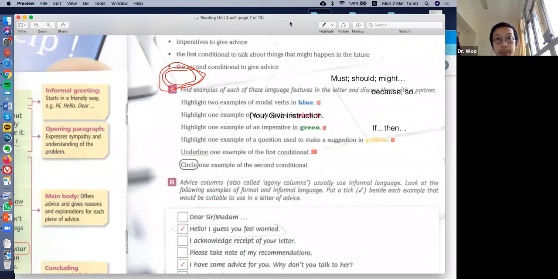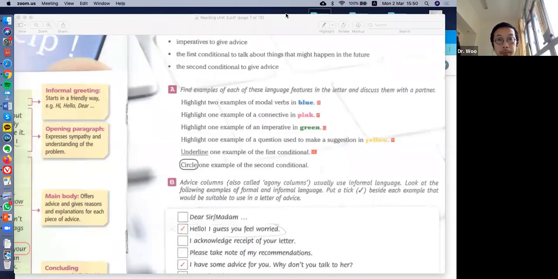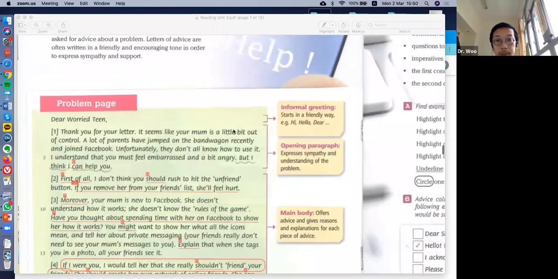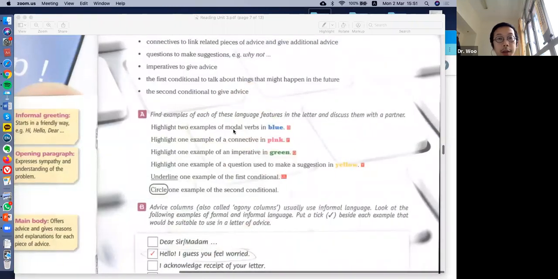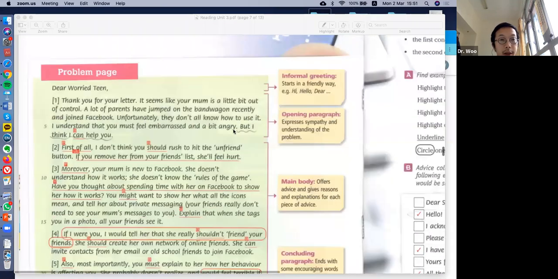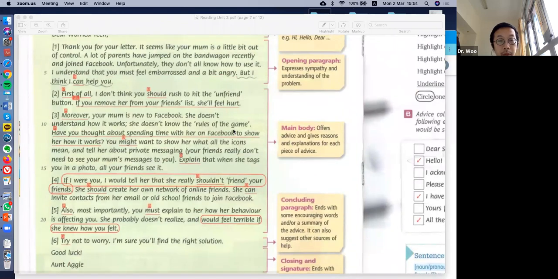Let's actually try this right now. Okay, so let's find two examples of modal verbs on this page. Angelica and Benson, try to find two examples of modal verbs. I'll give you one. Would feel. Okay. You can annotate too.